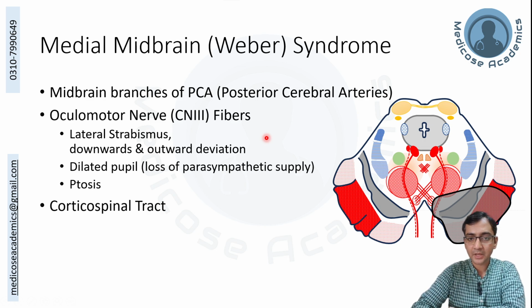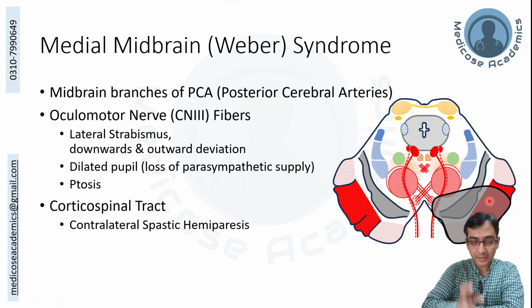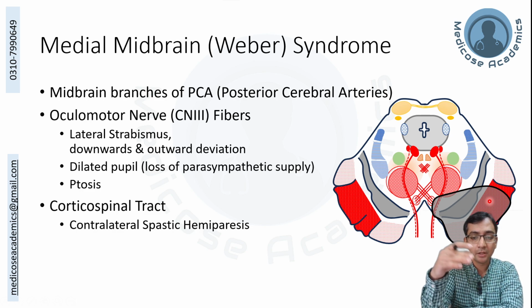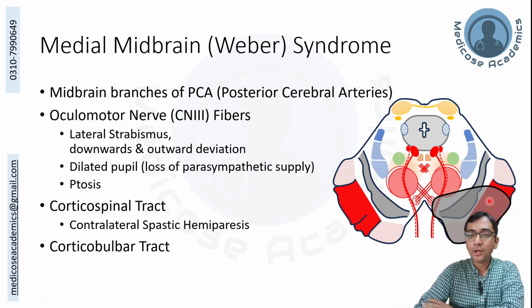Corticospinal tract involvement will lead to contralateral spastic paralysis. Contralateral because the corticospinal tract has yet to cross the midline, as it does lower down at the junction of the medulla and spinal cord. So it is above the decussation. So there will be contralateral loss of muscle movement, contralateral spastic paralysis.